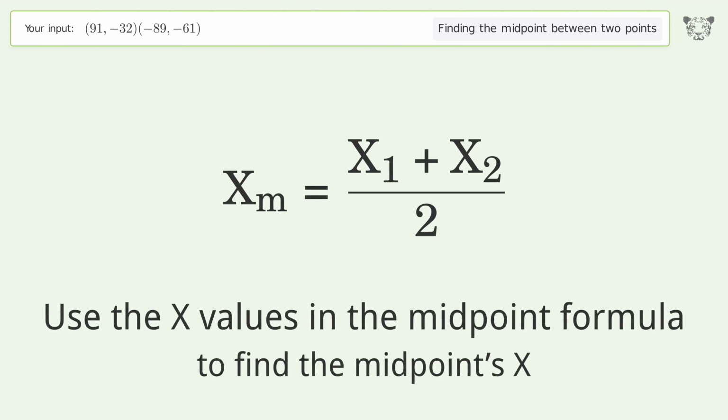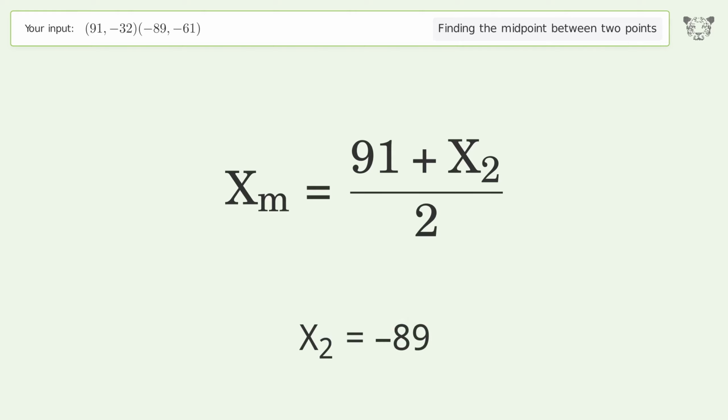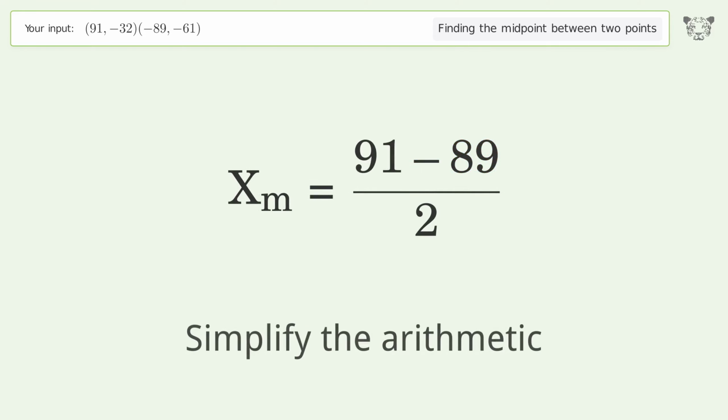Use the x values in the midpoint formula to find the midpoints x. x1 equals 91. x2 equals -89. Simplify the arithmetic.